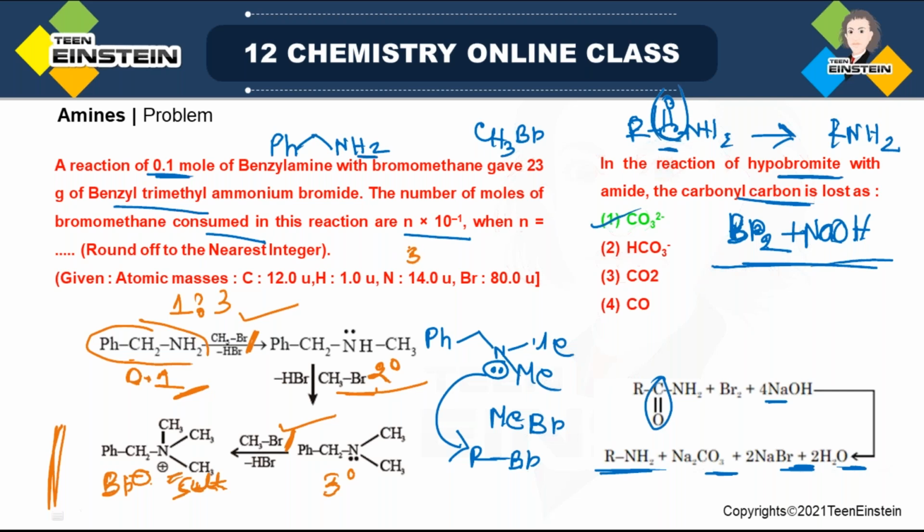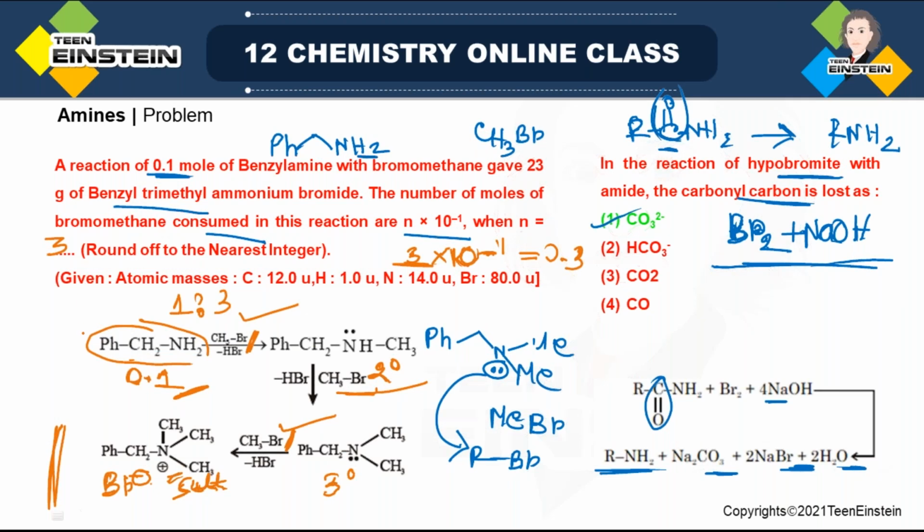That means 3 into 10 to the power minus 1, which is nothing but 0.3. So the n value, if you compare, will be 3. The answer here is 3. Round off to the nearest integer, though we don't have to round off here, it is simply 3.